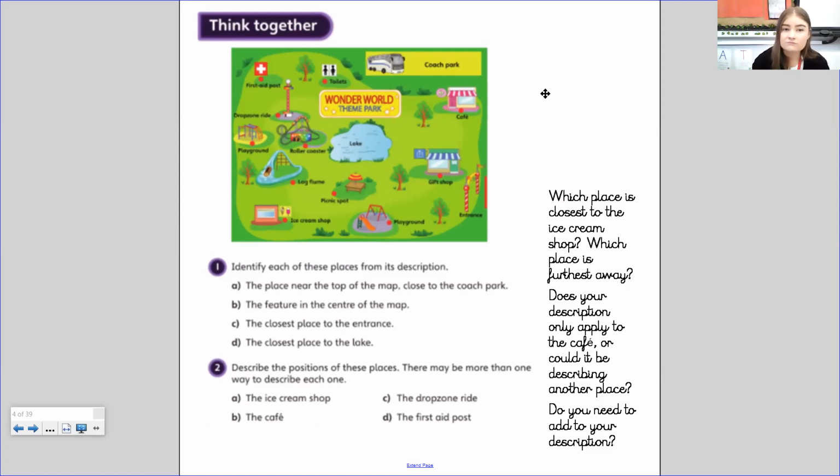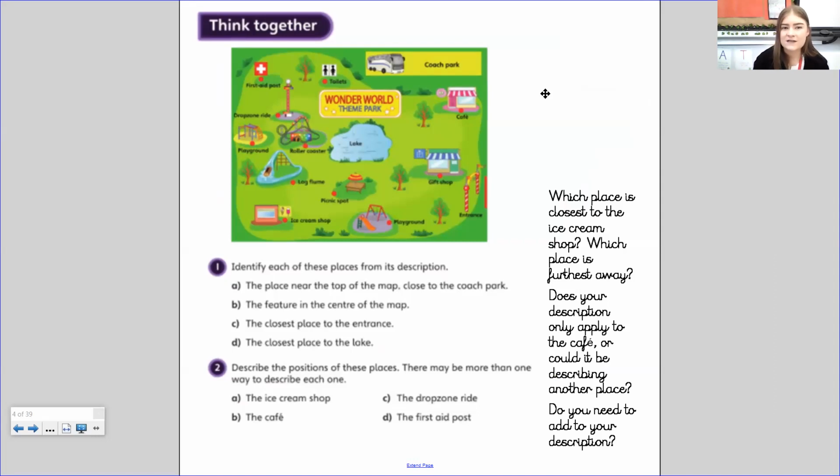So we could say between the playground and the toilets, because that creates quite a nice straight line. To make it even more specific, we could say between the playground and the toilets and near the first aid post. That way there is no choosing anywhere else. That is definitely the drop zone ride.